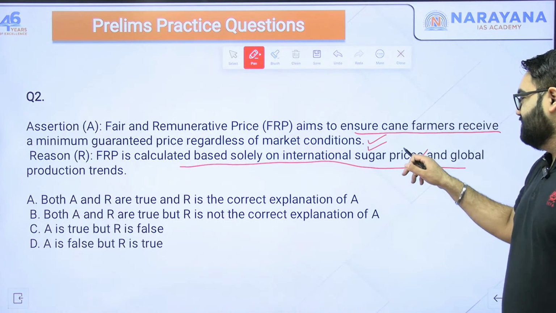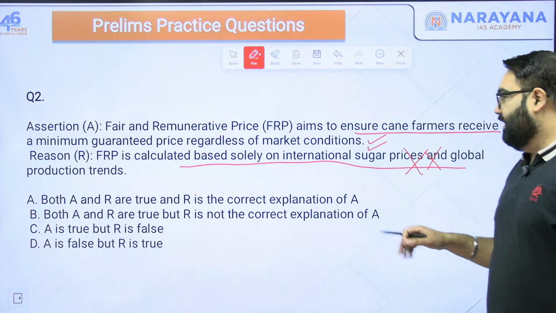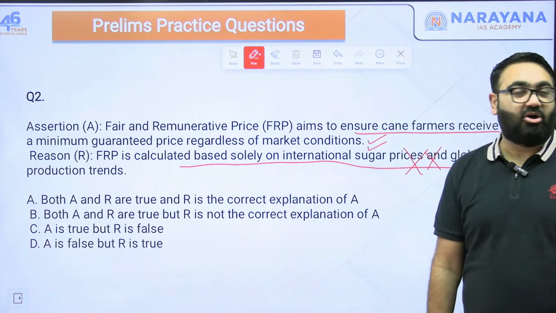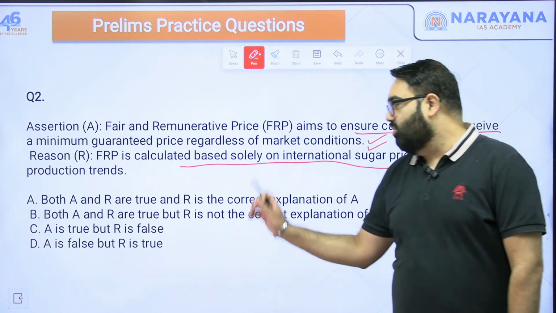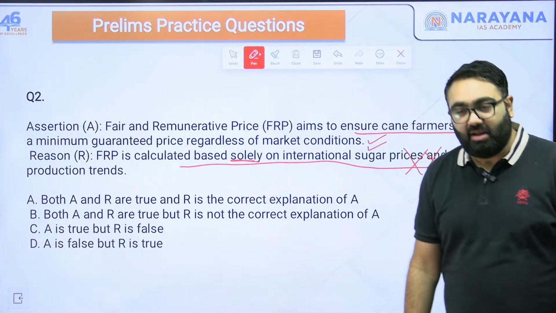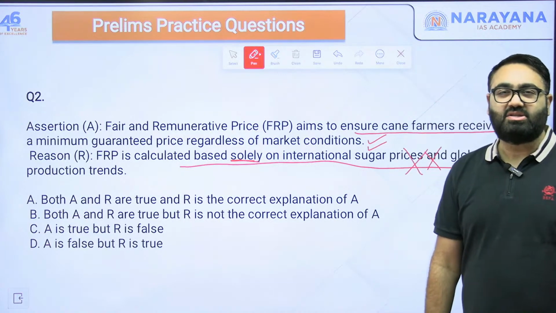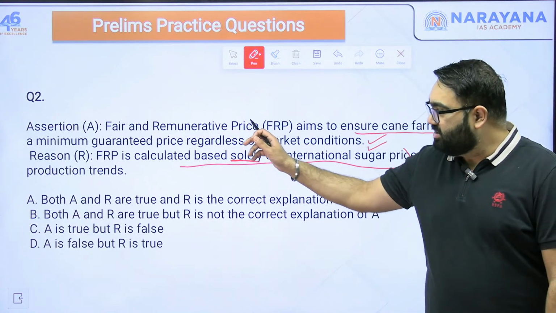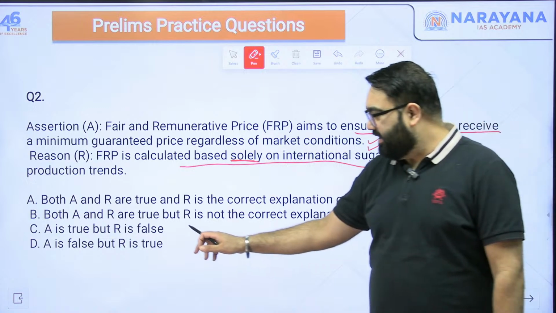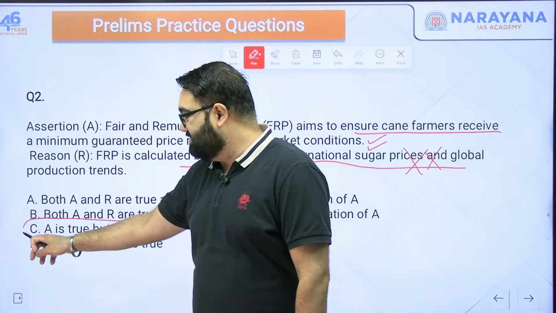No, that is wrong. International sugar price may be one of the factors, but it is not the sole factor. As you know, there are multiple other factors that are taken into consideration on the basis of which FRP is decided. So assertion is true, reason is false, and there is only one statement that matches. This is C.